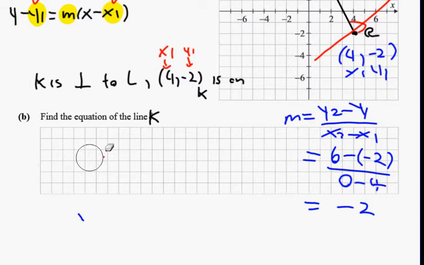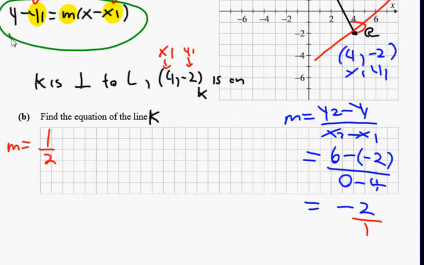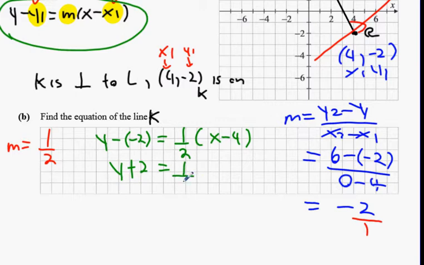Can you tell me how to find the perpendicular slope to minus 2? Turn it upside down. You're basically turning 2 over 1 upside down to get a half, and you change it from a negative fraction into a positive fraction. Your slope is a half. Now you can use the formula. You have enough information to work this formula, so it's going to be y minus minus 2 equals a half into x minus 4, x minus x1. Okay, that's y plus 2 equals a half into x minus 4.